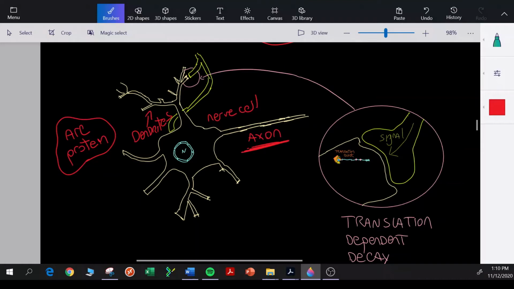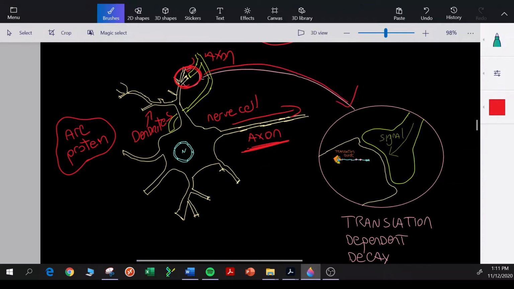nerve impulses travel through the axons, and they can connect with downstream effectors, which can be dendrites of other nerve cells, or they can be muscle cells and things like that. So here we have an axon from another nerve cell connecting to a dendrite of this nerve cell. So this is going to be a synapse, and I've diagrammed the synapse over here.